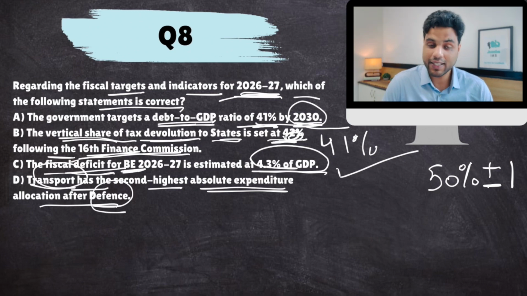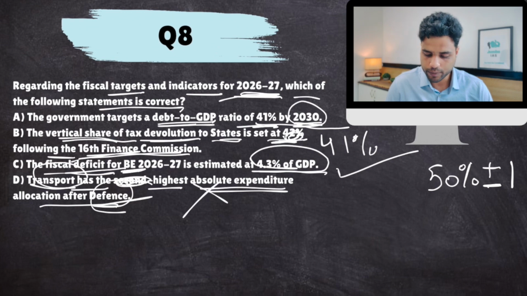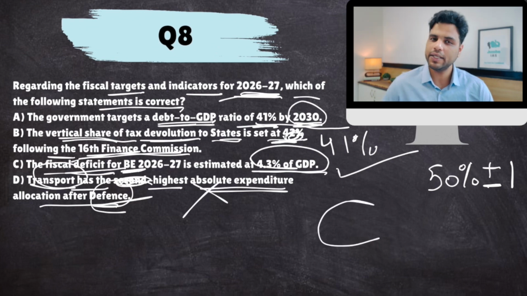Government is basically spending more money on connectivity projects, transport projects, roads, bridges, highways, all these. So transport has not second highest, highest. This was a surprise. Generally, defense exceeds everything else. So this is also false. The answer to this question would be C.